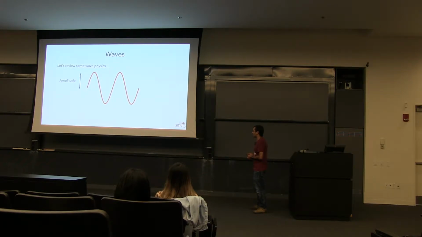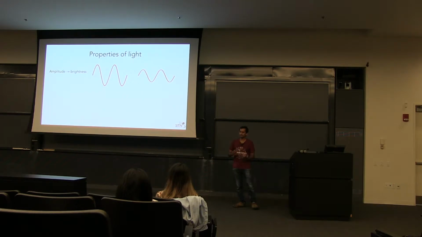So one feature of a wave is its amplitude. It tells you how high up and down it's going and oscillating. And another feature of a wave is its repetition time. It tells you how fast it comes back as it's oscillating. This is related to the frequency. Frequency is just the inverse of this repetition time. So the higher the frequency, the faster it's oscillating. The lower the frequency, the slower it's oscillating.